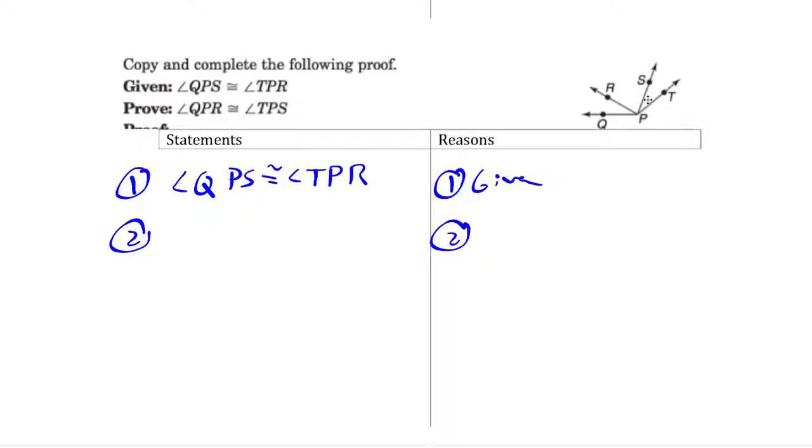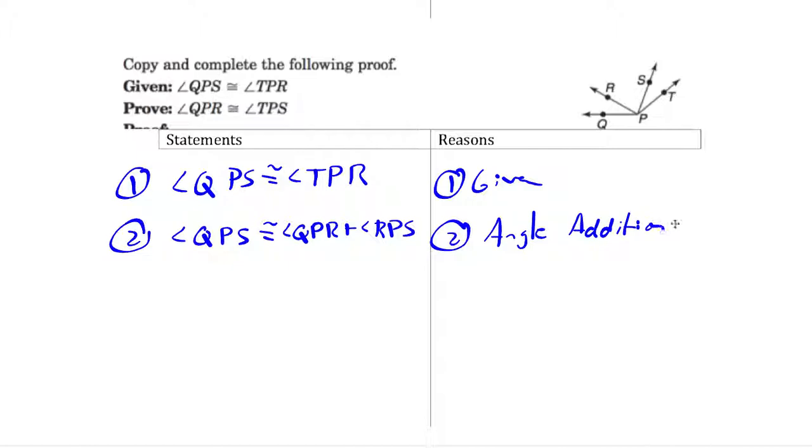Well, angle RPS plus angle QPR is equal to QPS. So that means angle QPS is congruent to angle QPR plus angle RPS. And that's the angle addition postulate. We mostly looked at segment addition postulate, but we can also use the angle addition postulate.